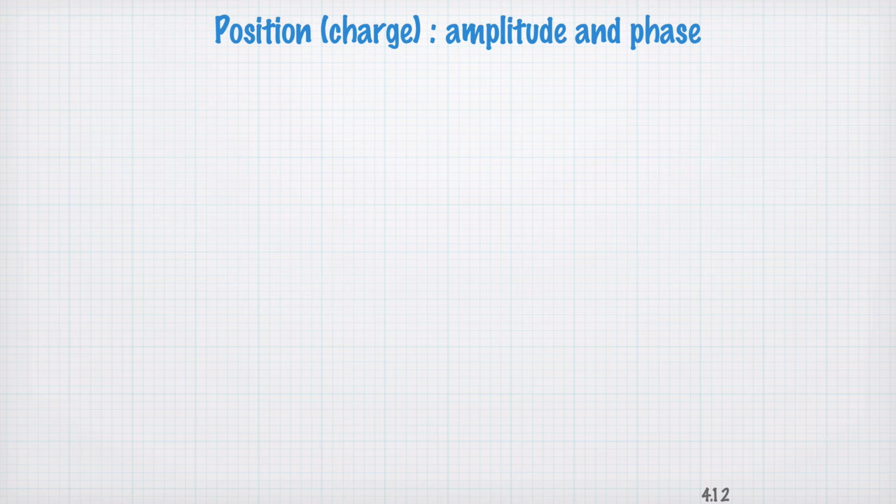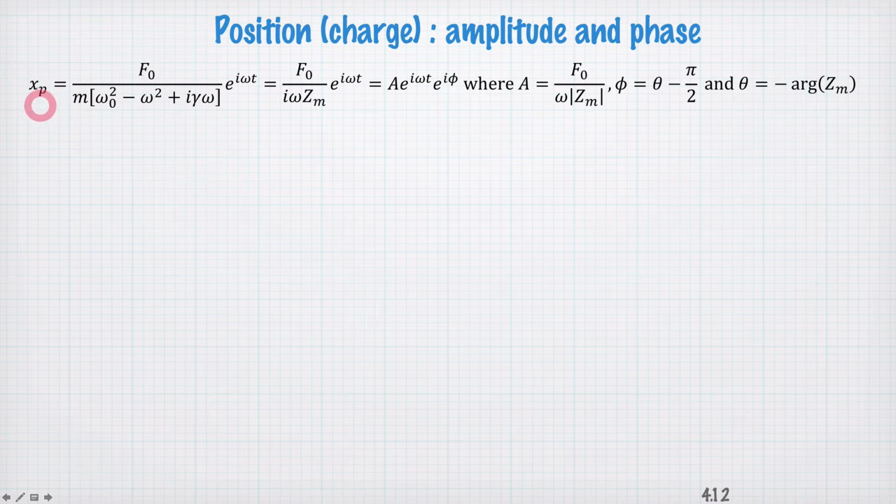I want to look now at the phase and amplitude response of the position of an oscillator. So that is, we want to look at the steady state response, xp, as a function of the drive frequency omega. As we change the drive frequency omega, the amplitude will change and the phase will change, because the amplitude is given by this, which depends on the drive frequency, and the phase is to do with the argument of the mechanical impedance, which is again to do with the drive frequency.